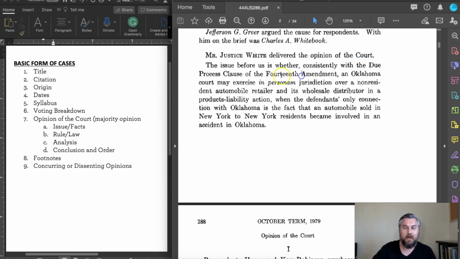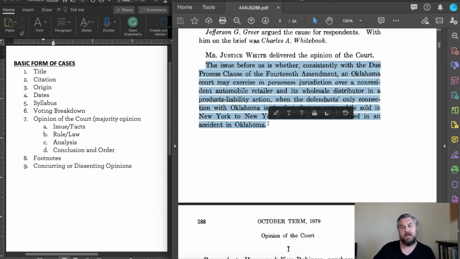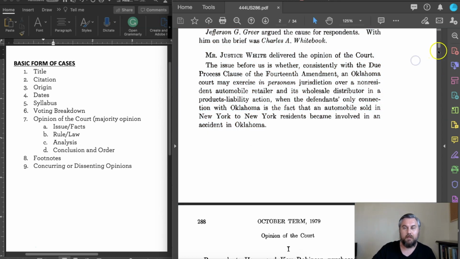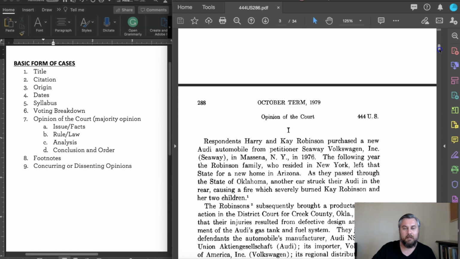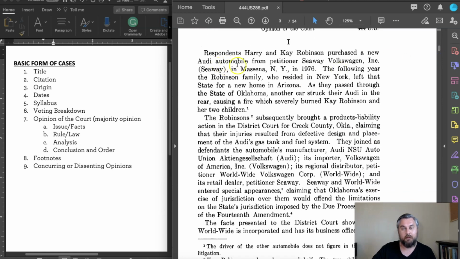The first paragraph, especially today, as the Supreme Court has become much more uniform in its format of cases, is usually introductory, and it will give you a kind of brief summary as to where we're going with the opinion. But where you really want to start reading is right here in section number 1.